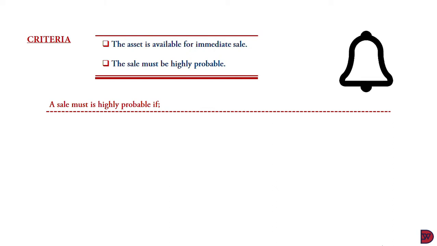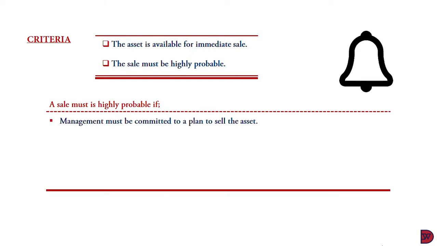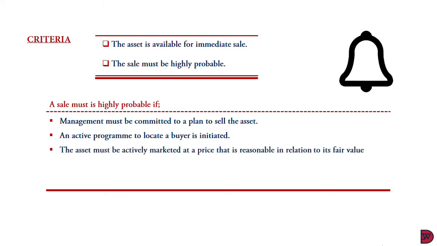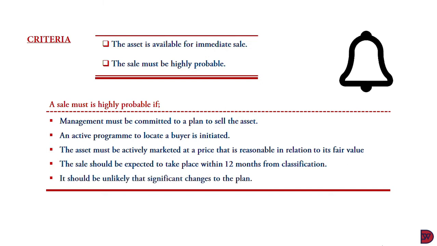For a sale to be highly probable, management must be committed to a plan to sell the asset. Secondly, there must be an active program to locate a buyer and complete the plan that has already been started. Thirdly, the asset must be actively marketed at a price that is reasonable in relation to its current fair value. Fourthly, the sale should be expected to take place within 12 months from the date of classification as held for sale. And lastly, it should be unlikely that significant changes to the plan will be made or that the plan will be withdrawn.